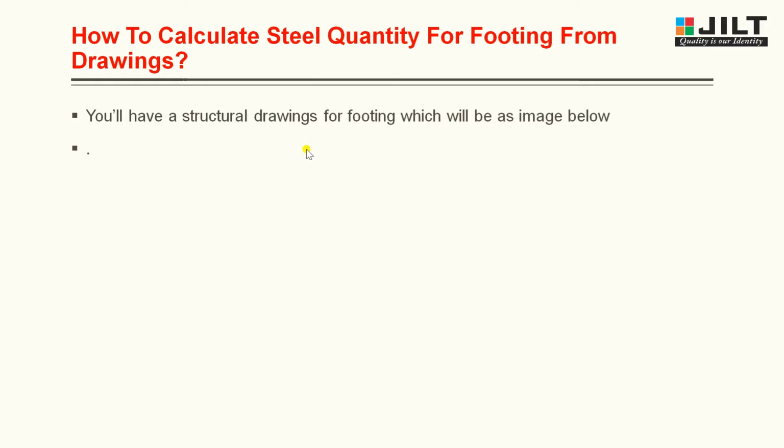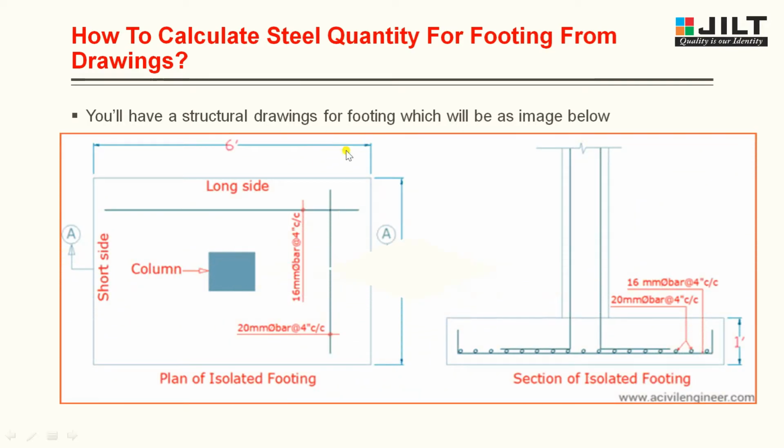You have a structural drawing for footing, which you can view as an image on the slide. This is a question you can assume. This may be a drawing by which we can calculate the quantity of steel required for the footing. Here you can view the long side, which is 6 feet, and the short side, which is 4 feet, and this is an isolated footing. This is a plan of the isolated footing, and this portion is a section. When you cut the portion from the center, you can view this section.